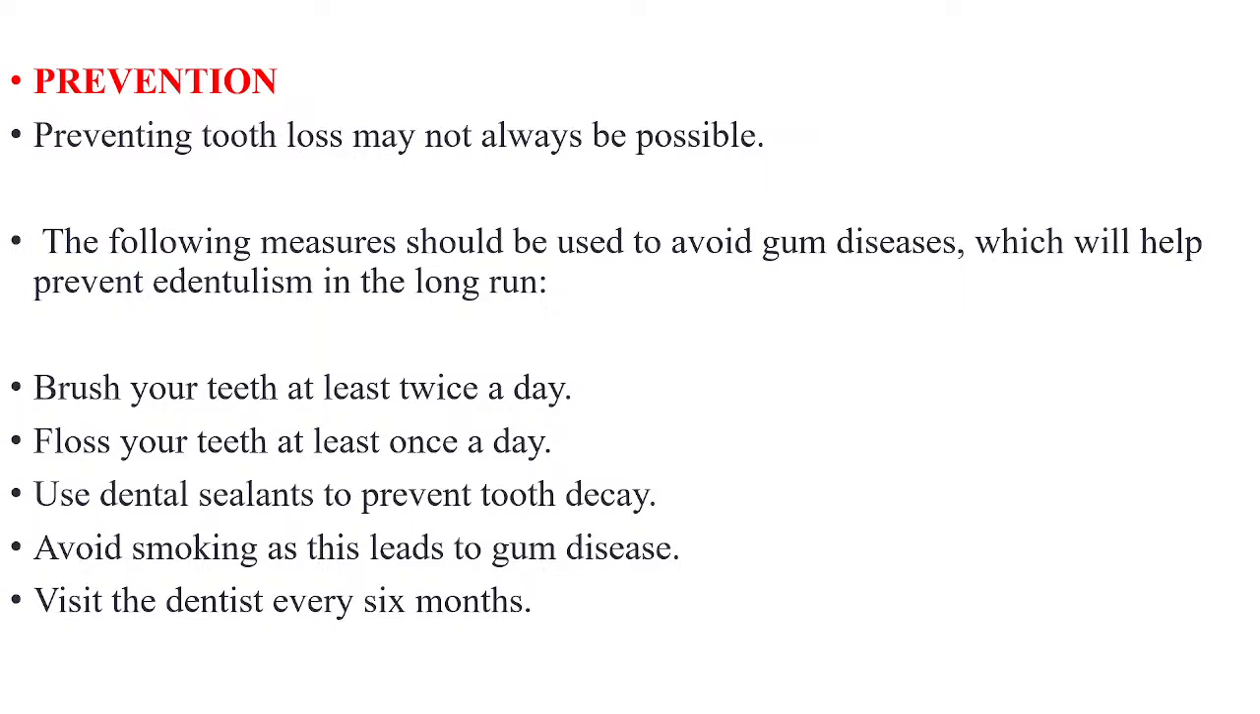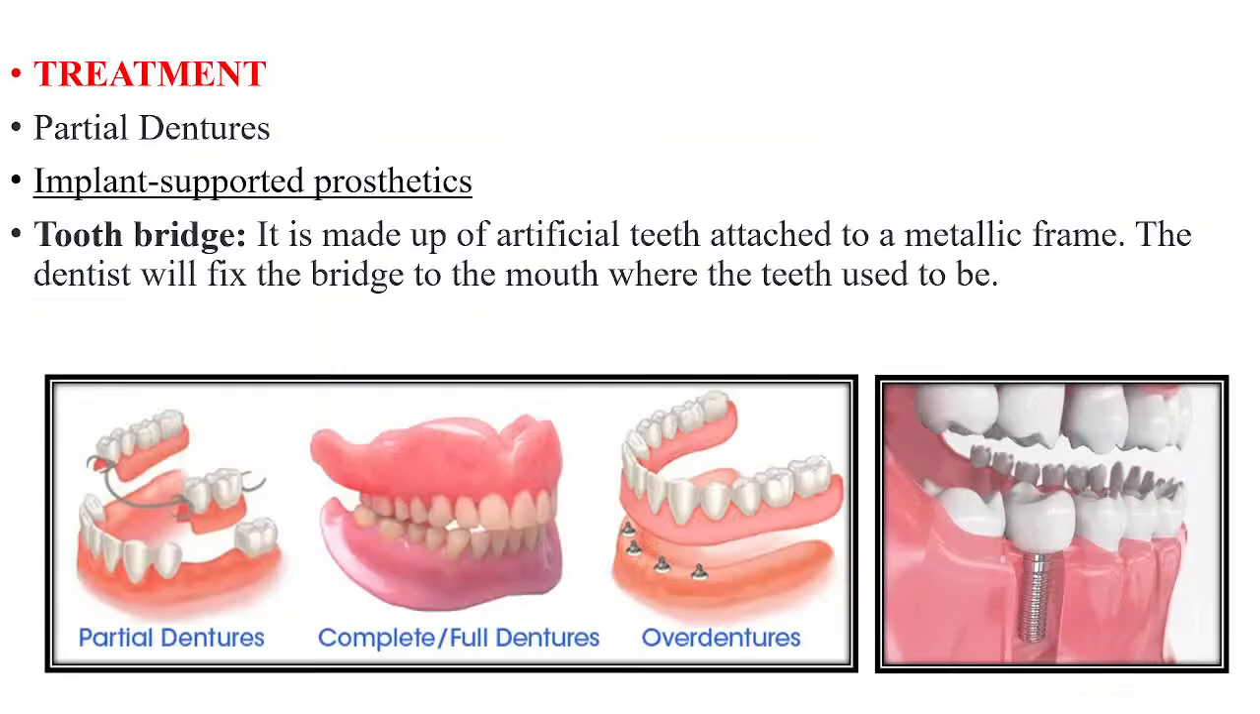So how do we prevent tooth loss? So preventing is not always possible, but if we have a good oral hygiene routine, then definitely we will have better results. So brushing the teeth twice a day, flossing the teeth after every meal. Dental sealants are mainly used when the teeth have just erupted in kids. Okay, so with dental sealants, we are sealing their occlusal surfaces, the pits and the fissures. Avoid smoking as this leads to gum diseases. And we should visit a dentist every 6 months.